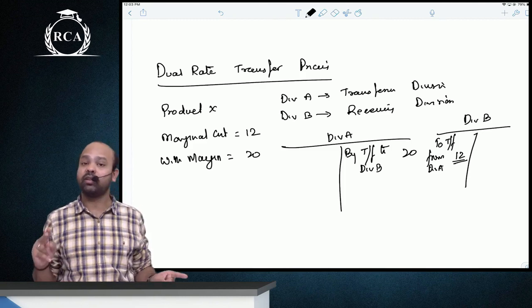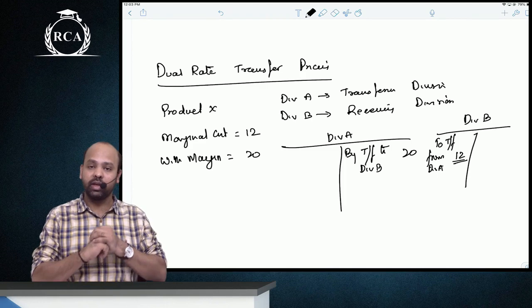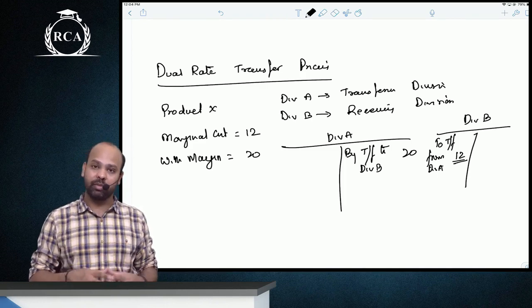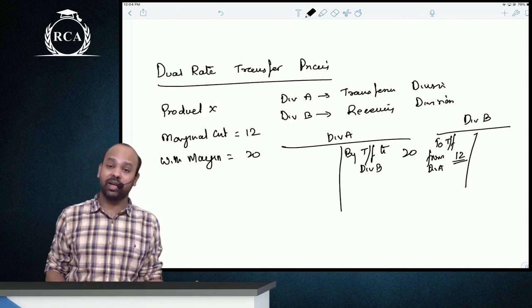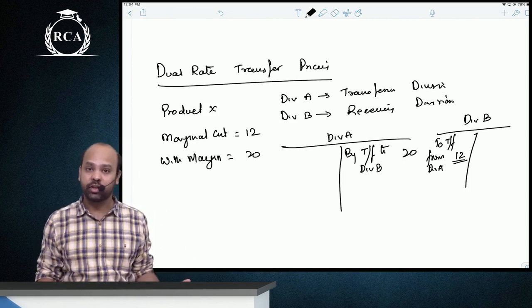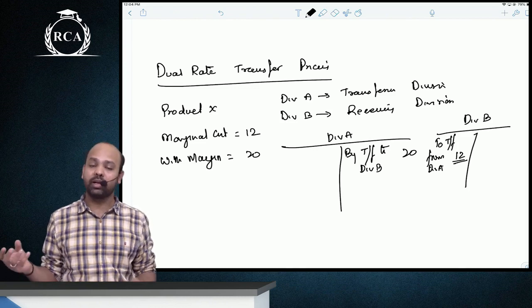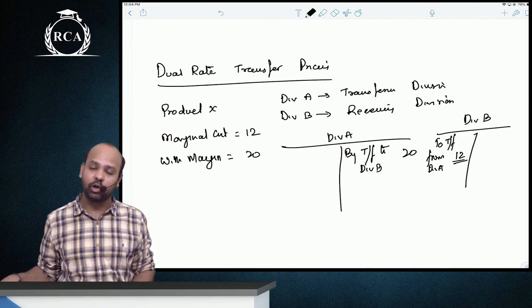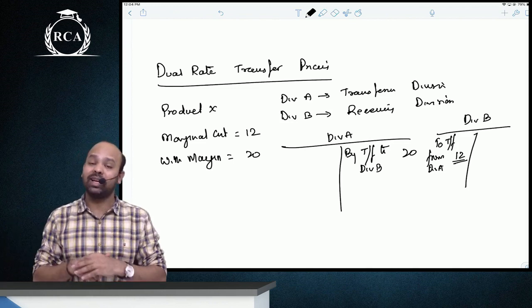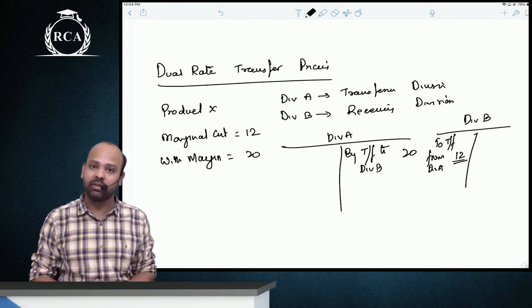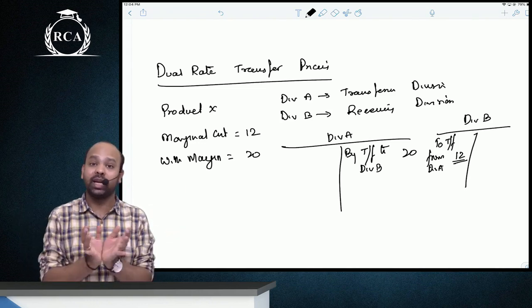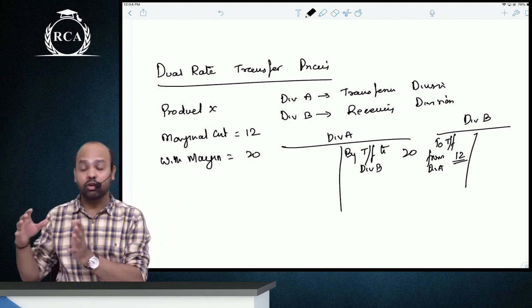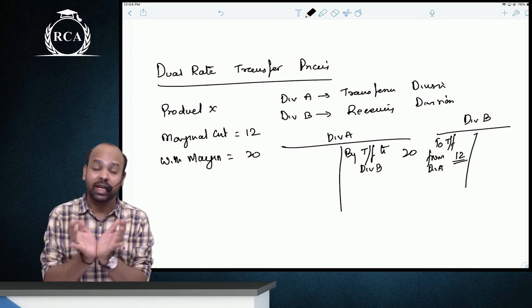Advantages and disadvantages. The advantage is that this will undoubtedly result in proper performance evaluation. Division A is being given a share of profit, so we can evaluate its profits properly. Division B, on the other hand, can take appropriate decisions, because while calculating its profit maximizing output, it is only taking the variable cost of the entire company. They're not taking the variable cost of their division, they're taking the variable cost of the entire company into consideration.